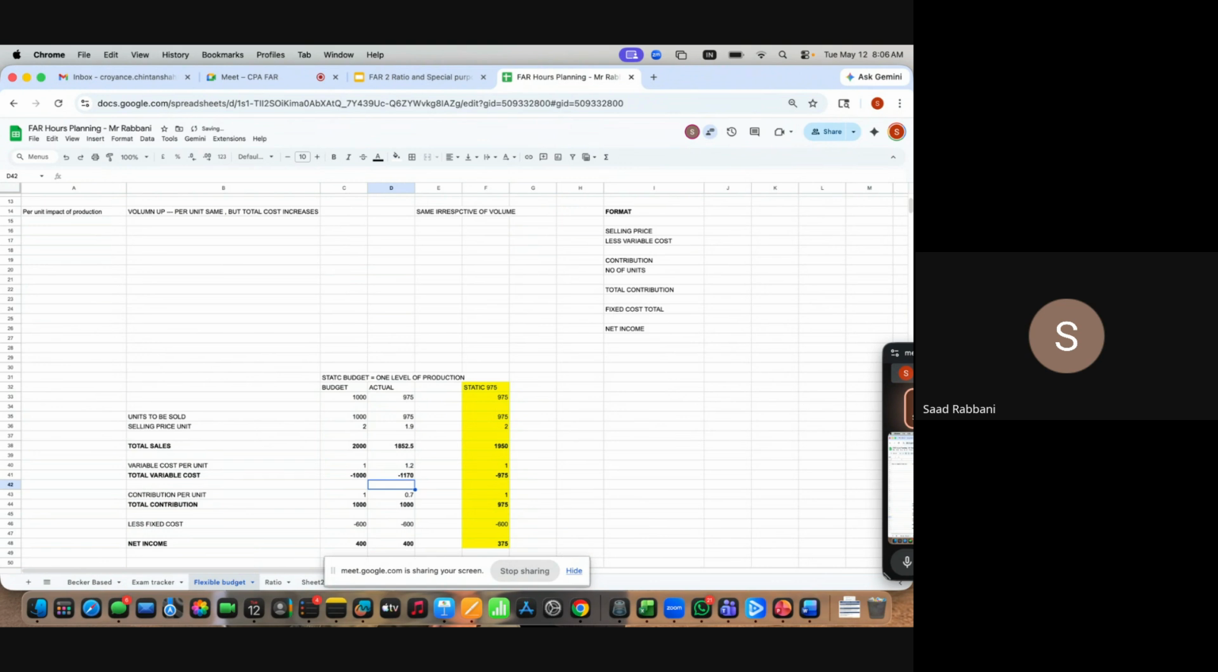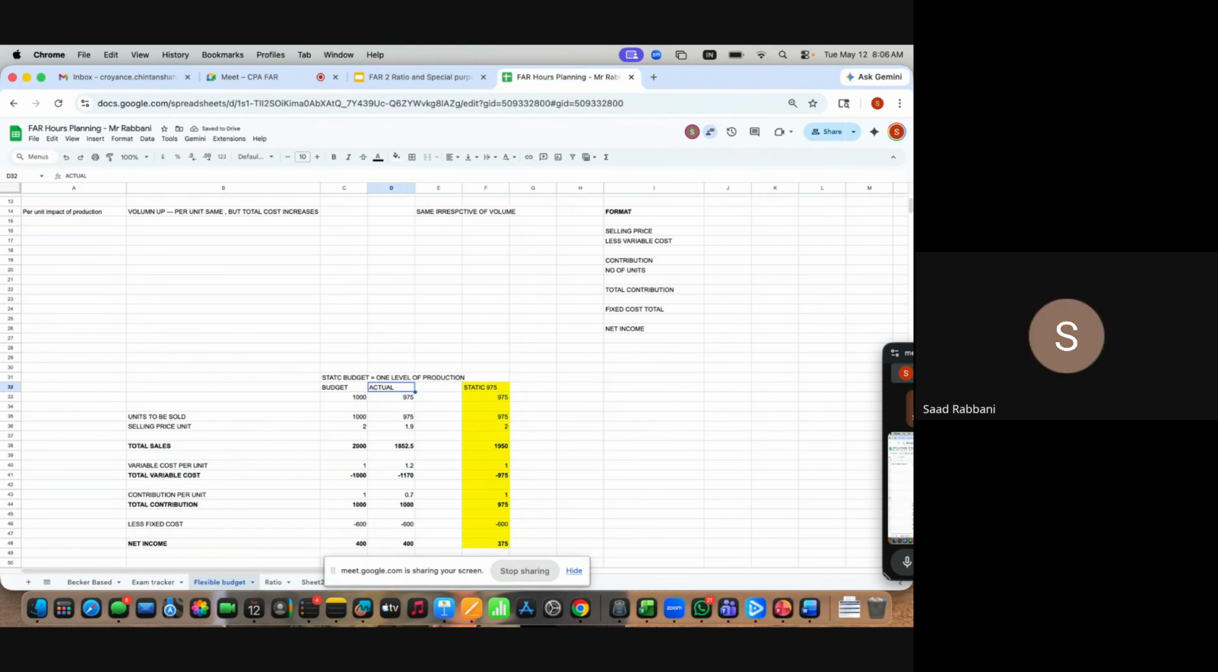Sorry, what is static then if actual is different? So static means your budget; actual is the actual delivery. This you do at the beginning of the year: that this year you are planning to do so-and-so sales, so-and-so purchase, and so-and-so will be your net profit. This is the budget, and those are the actual figures.